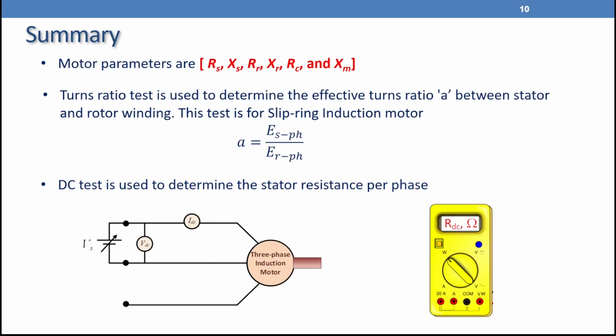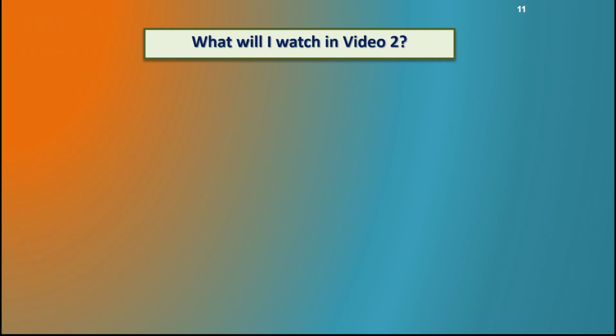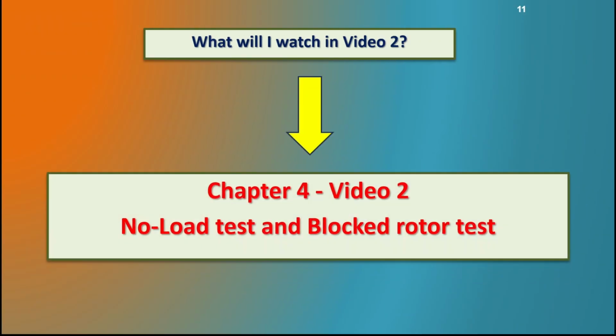Also, that one can be used for low power machines, something within the 5 horsepower. So to have the resistance of the stator something like from 1 ohm up to 50 ohms, as we saw in this video. What will I watch in video number 2? In video number 2, we are going to have no-load test and blocked rotor test to determine the other parameters. See you in the next video.